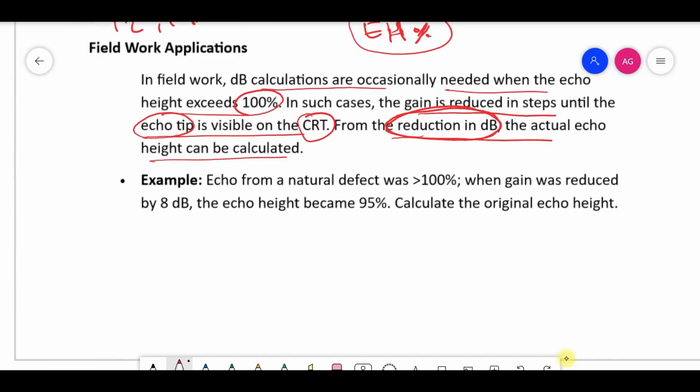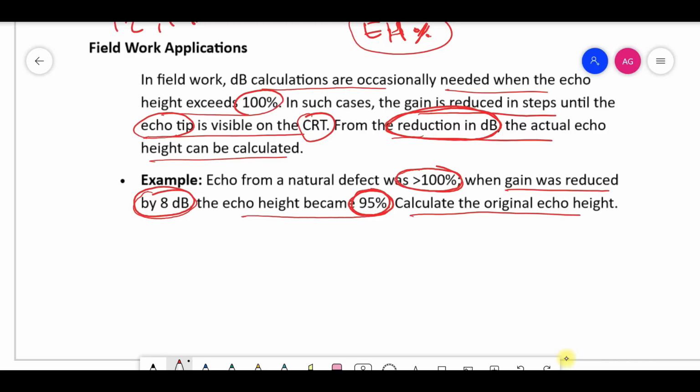Let me give you an example. Suppose the echo's height was greater than 100%, meaning more than 100%. But how much more it was, I don't know: 200, 300, 400, what percentage? I don't know. When the gain was reduced by 8 dB, the height of the echo became 95%. Calculate the original echo height. You have to find what the original echo height was.